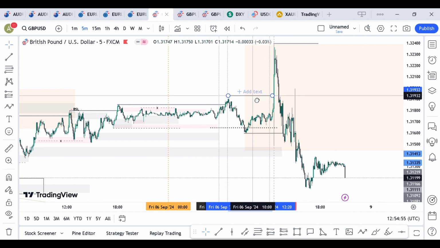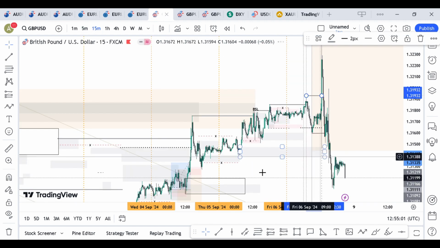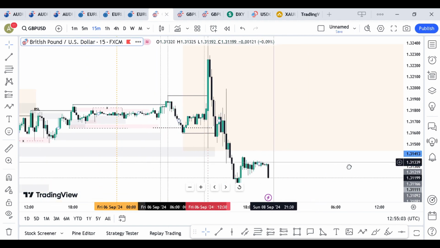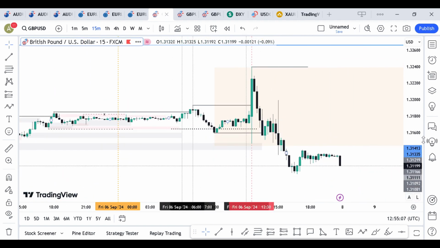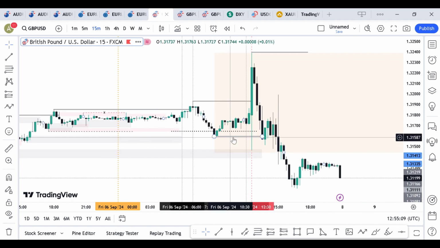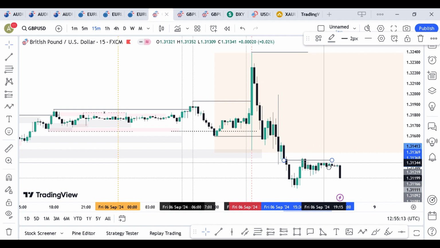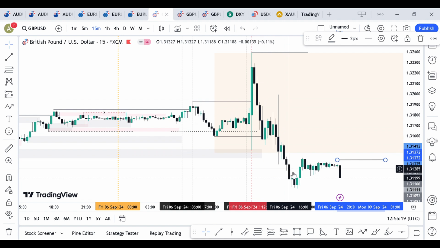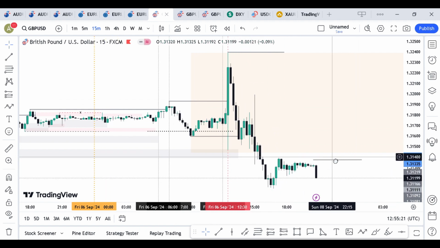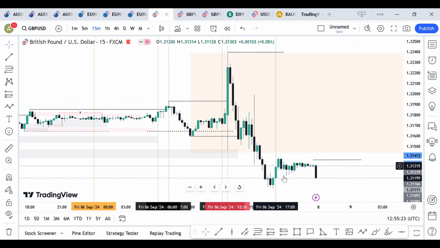So let me mark this off real quick together, so that we can see how price played out. Let's go to the 15 minute to see how it played out and what we'll be expecting. So let's start with this low. It got broken right there. So I'm going to ignore this pullback, and also this week. So all this now was my low.